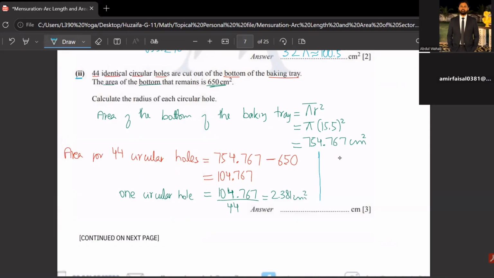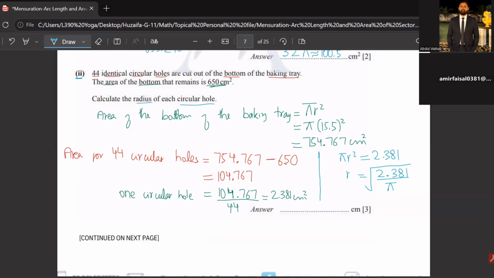Now we know the formula for the area of the circle is pi r square, which is equal to 2.381 centimeter square. For the r, we divide 2.381 by pi, and then take the square root to get the radius of each circular hole. So 2.381 divided by pi gives 0.7579. Then we take the square root of this value.